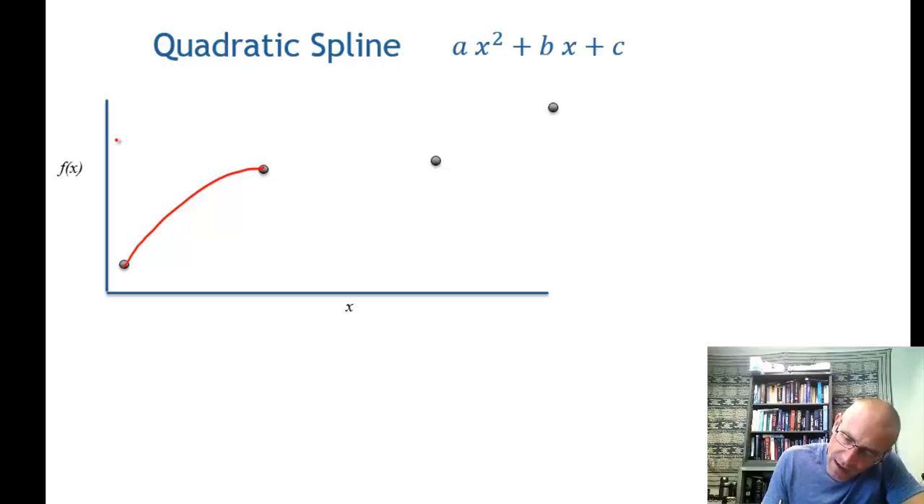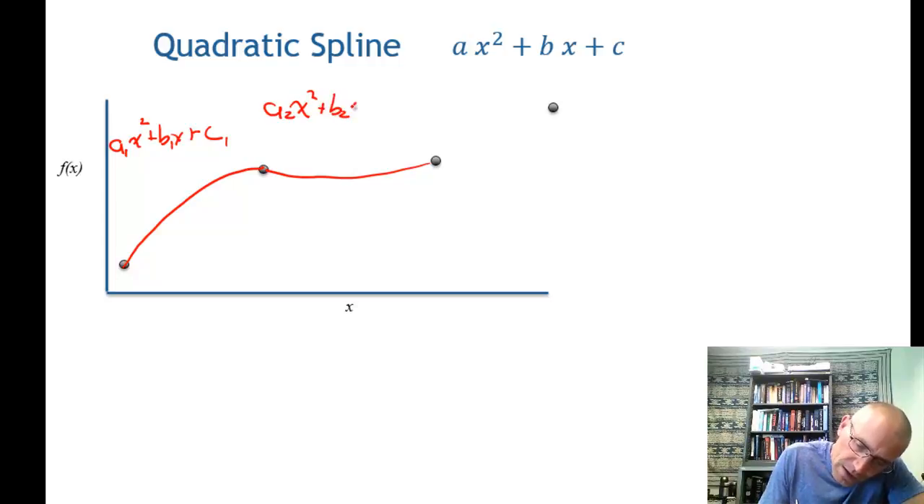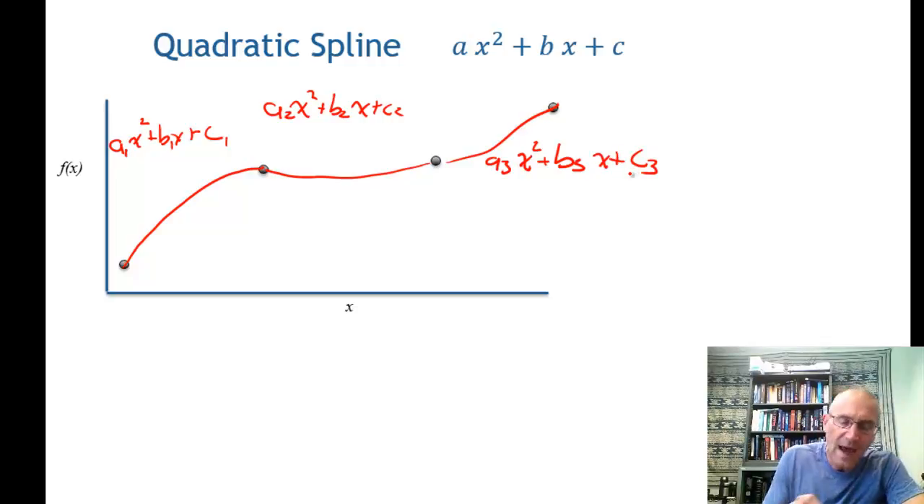So I'm going to have in here a function that's going to be a x squared plus b x plus c. And then I'm going to have a different quadratic that fits between those points. So let's call this a1, b1, and c1, because this is going to be a2 x squared plus b2 x plus c2. And then another quadratic through there, which would be a3 x squared plus b3 x plus c3. All right? And as I add more and more points, I'm going to have more and more functions.